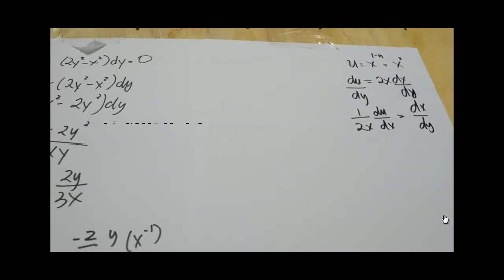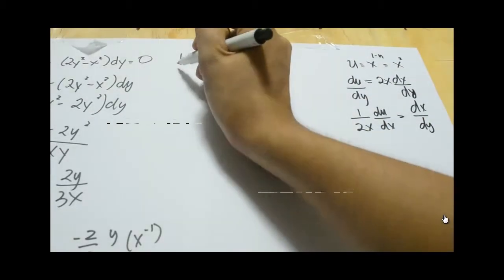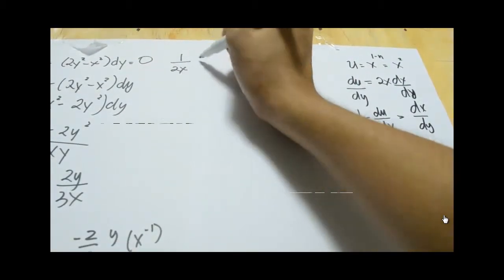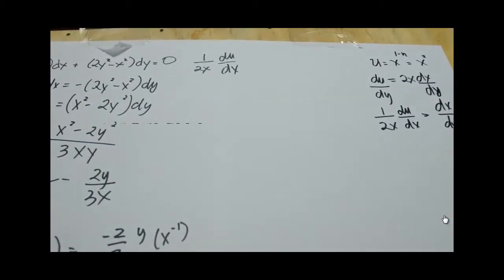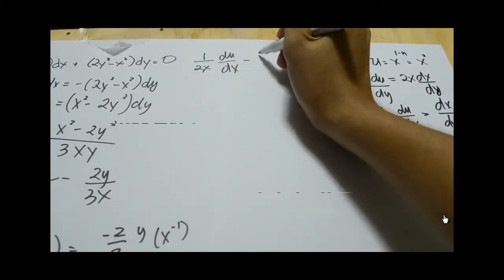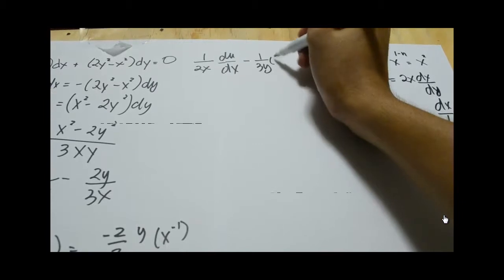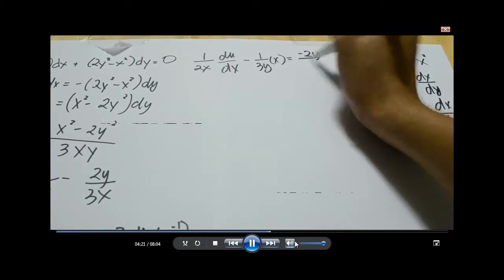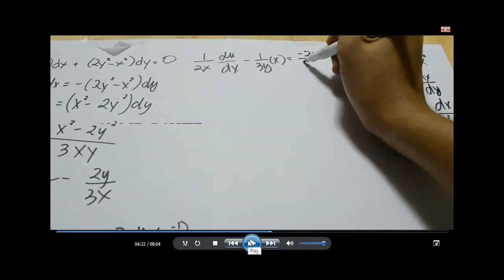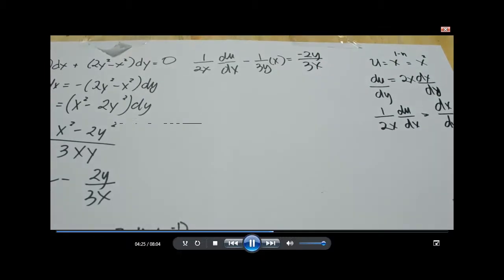So this will become, wait, sorry, 1 over 2x du over dx minus 1 over 3y x equals negative 2y over 3x. Okay, I guess I made some mistake. This one must be du over dy, so kindly correct it. Thank you. Sorry for the noise outside.